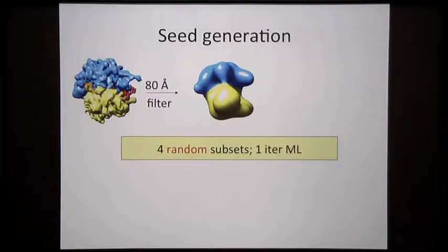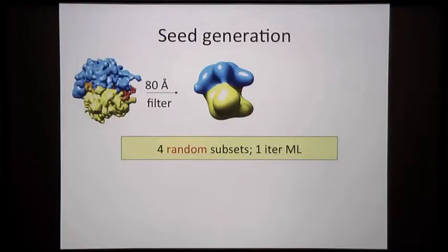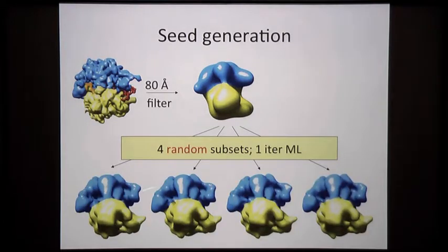we can do the same here. We take 4 random subsets of our particles, and you can do one iteration of matching projections of this model with each of the random subsets. And then you get 4 randomly different 3-dimensional maps of a ribosome. They're slightly better because they've been aligned with respect to this initial model for one cycle. The differences between them are only based on random instances, so they don't mean anything biologically yet.